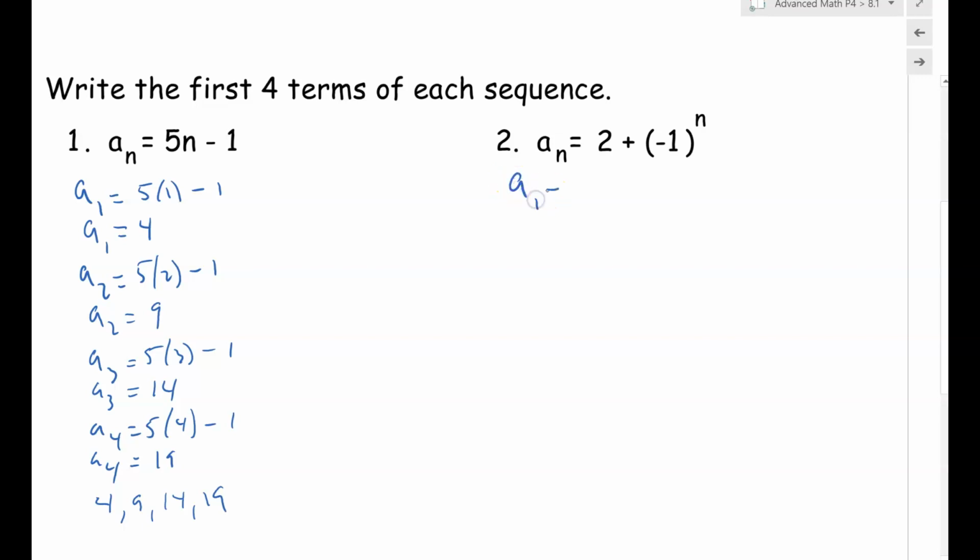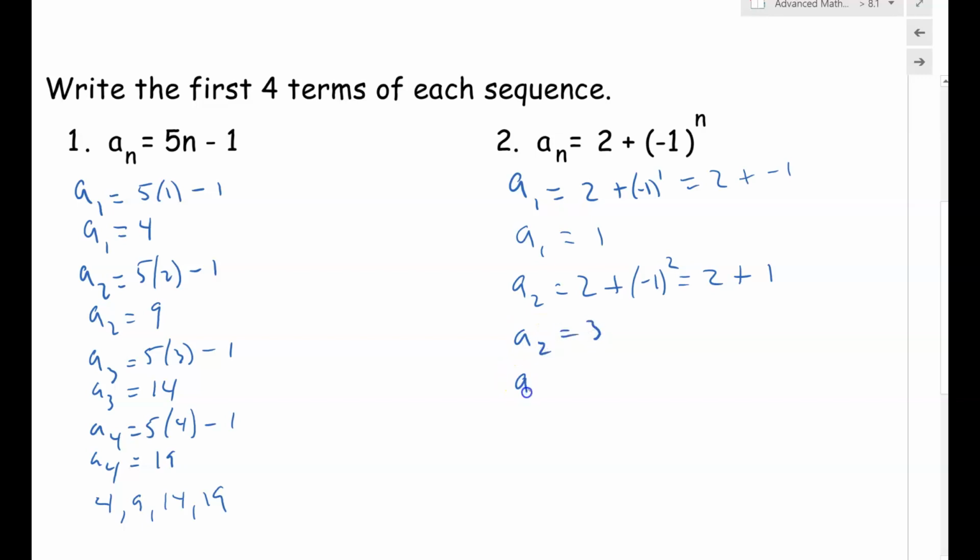All right, so this one here, just a couple things I want to point out here is negative 1 to the 1. Well, what happens there? So we get 2 plus negative 1, because negative 1 to the 1. So for the first term, I get 1. All right. Second term, 2 plus negative 1 to the second. And what does that do? Well, that gives me a positive 1. So then my second term is 3.